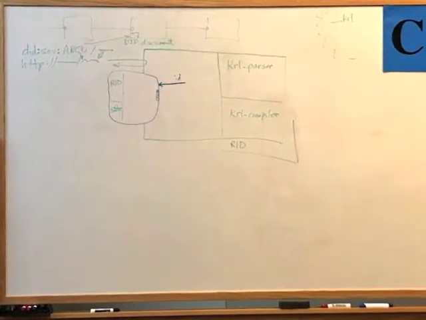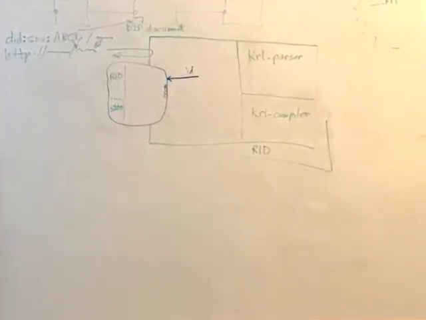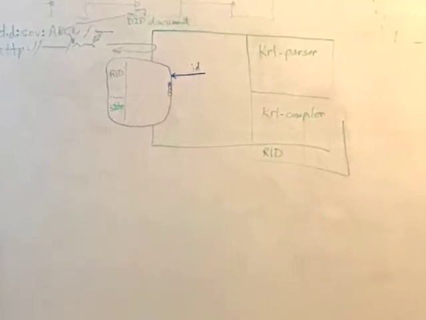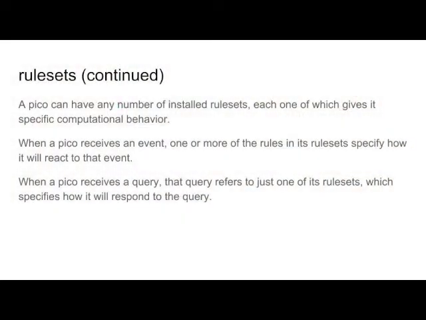We represent the installation of a rule set in a pico by giving it a silo labeled with the RID. At the base of the silo, you can see the state information that the rule set maintains in the pico. A pico can have any number of installed rule sets, each one of which gives it specific computational behavior and state. When a pico receives an event, one or more of the rules in its rule sets specify how it will react to that event. When it receives a query, that query refers to just one of its rule sets, which will specify how to respond to the query.